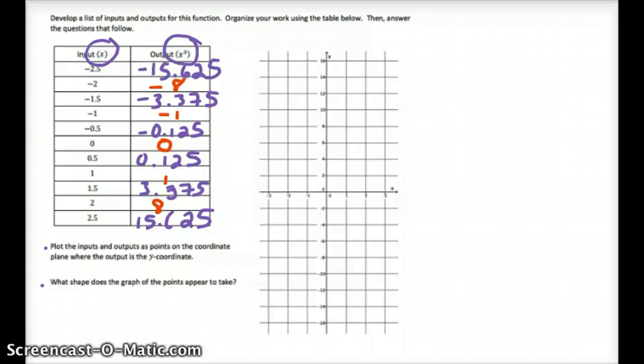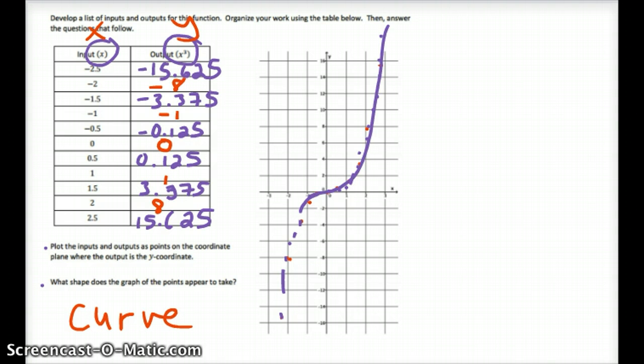Plot the inputs and outputs as points on the coordinate plane where the output is the y coordinate. So x and y, I'm going to fill in those values on my graph. Okay, so I plotted my dots the best I could on this. And what shape does the graph of the points appear to take? It's definitely a curve. If I followed it, it would curve this way and then curve up. So it's definitely not linear.